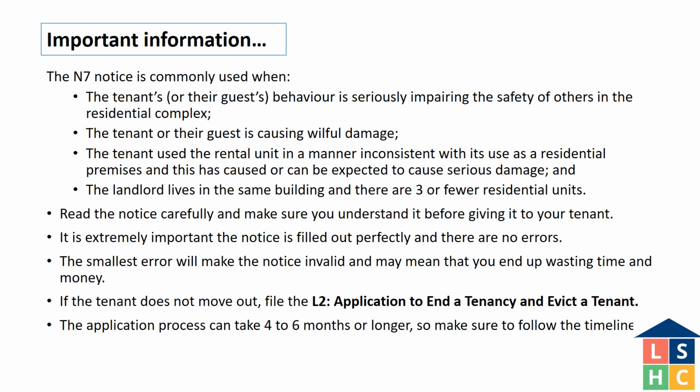If you can't prove whether the person who caused damage did so willfully, it's best to proceed with the N5 notice instead. If you live in the same building as the tenant and there are 3 or fewer units, Form N7 can be used if you want to end the tenancy for interference without giving the tenant an opportunity to correct their behavior. The application process can take months or longer, so make sure to read the notice carefully, understand what you are giving to your tenant, and follow the timelines.